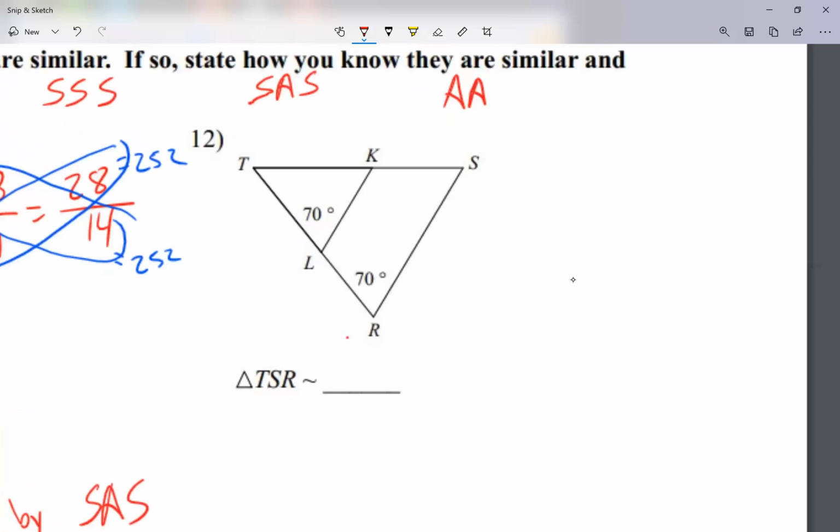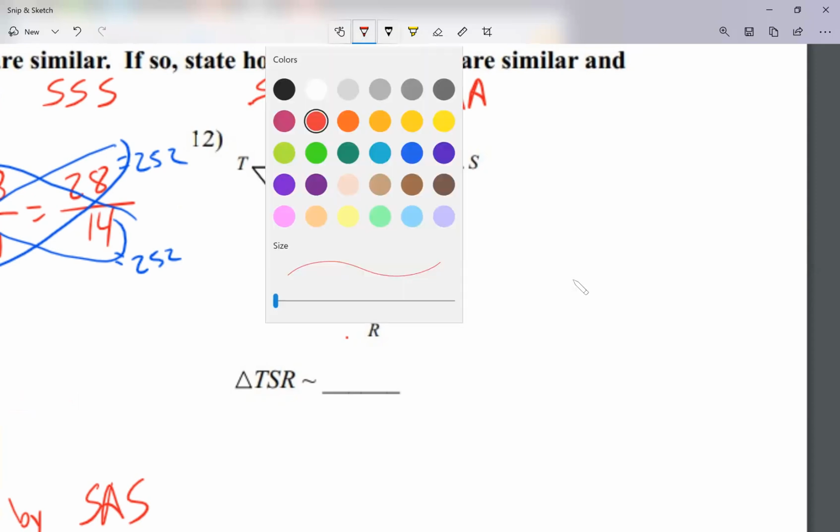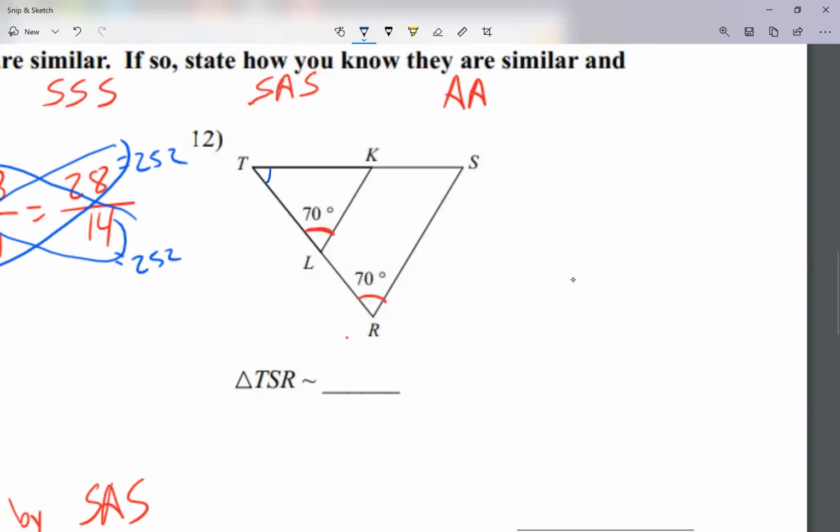So I see this angle is equal to this angle. And let me mark angle T. You might be wondering, why are you marking angle T? Because angle T is used on both triangles. If we look at the small triangle TKL, and then the big triangle TSR, notice how I'm using the same angle? So angle T is the same on both. I don't know exactly how big it is, but it is the same.